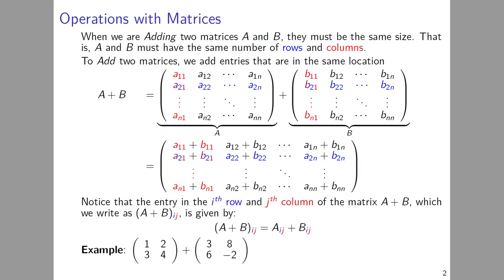Let's look at an example. Let's add the two matrices 1, 2, 3, 4 plus 3, 8, 6, negative 2. Adding entry by entry, we'll get our first entry of A plus B as 1 plus 3, which is 4. Then we'll have 2 plus 8, which is 10, in our next entry. 3 plus 6 gives us 9, and 4 plus negative 2 gives us 2. So 1, 2, 3, 4 plus the matrix 3, 8, 6, negative 2 gives the matrix 4, 10, 9, 2.